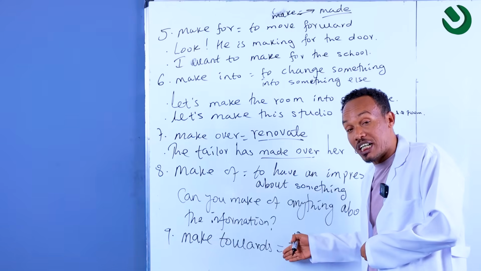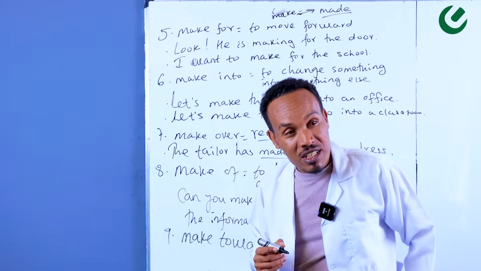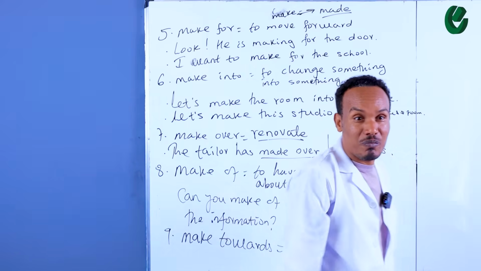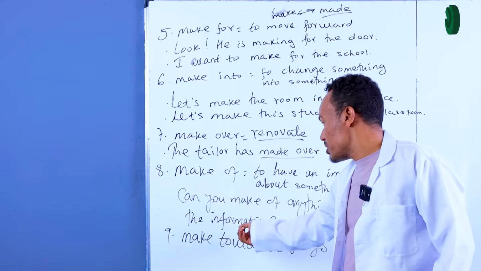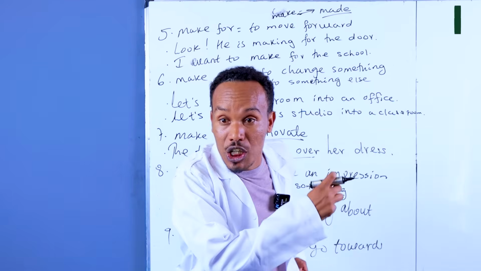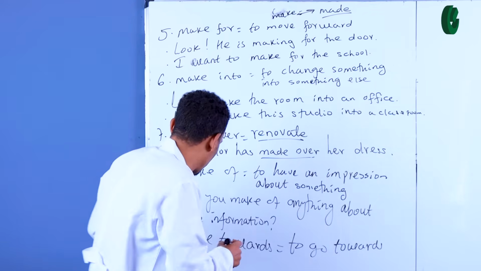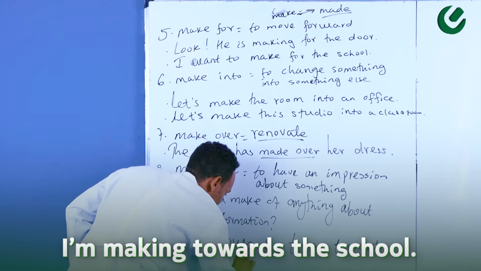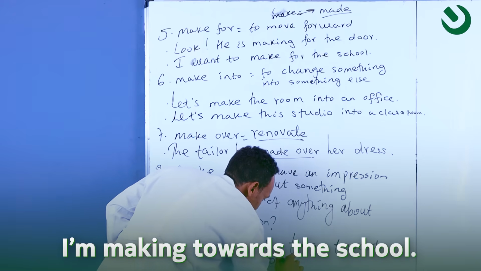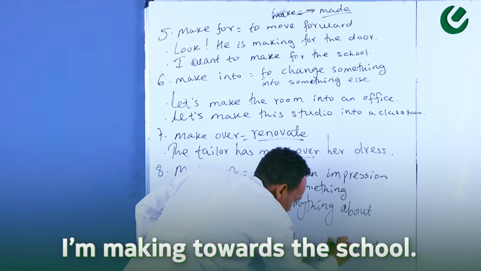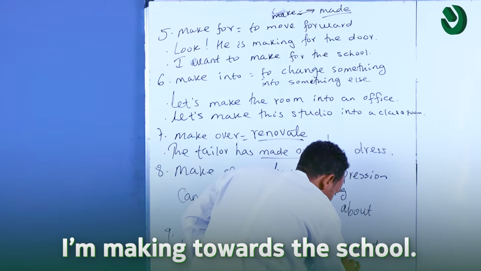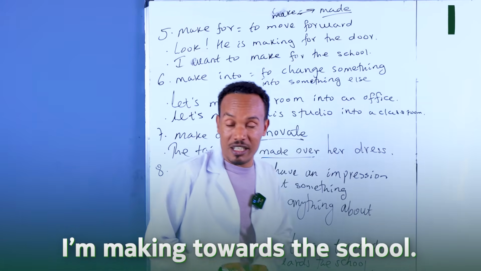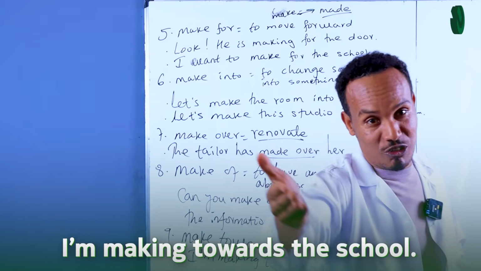So what do you mean by make towards? What is the meaning of make towards? It means to go forward, or to go towards something. Yes or no? Yes. So I'm making towards school means I'm just going towards school, all right? So it means I'm making towards the school, it just means I'm going to the school. Yes or no? Yes. I'm going to the school, that's the meaning of make towards. It means to move forward to something.